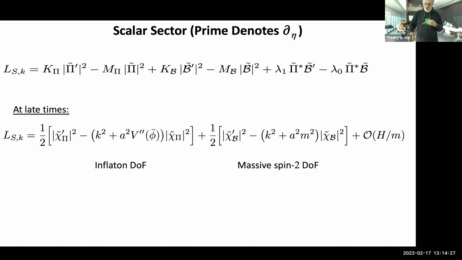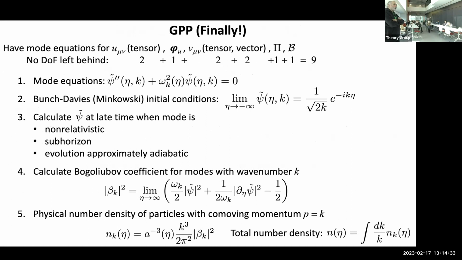Okay, so finally we do gravitational particle production. We have the mode equations for the massless tensor mode. This is the usual inflationary calculation. There's a scalar mode. There's a tensor and vector mode for the massive degree of freedom, and a pi and B for the massive degree of freedom. So again, with no degree of freedom left behind, you end up with 9 degrees of freedom.